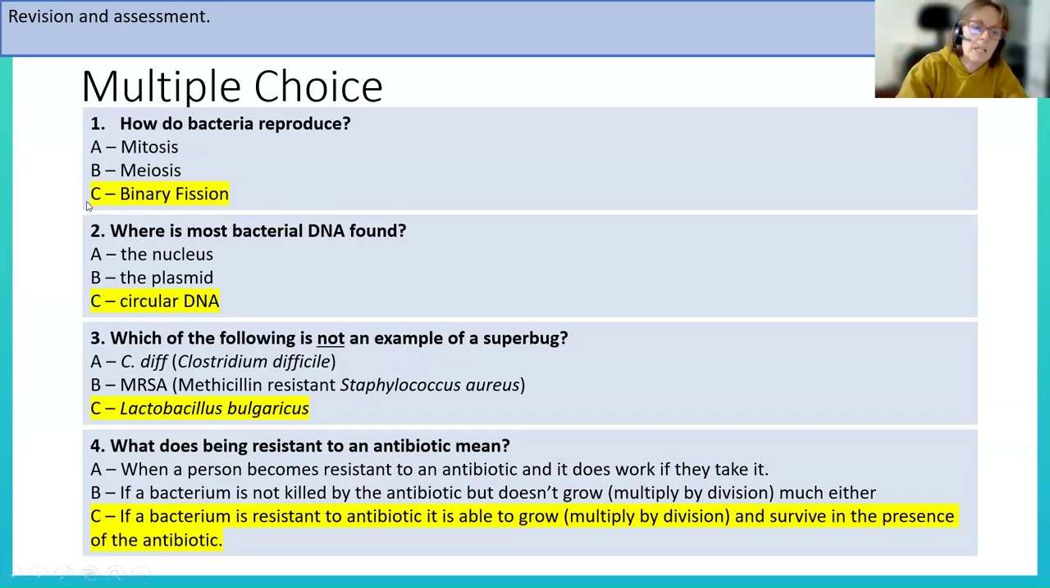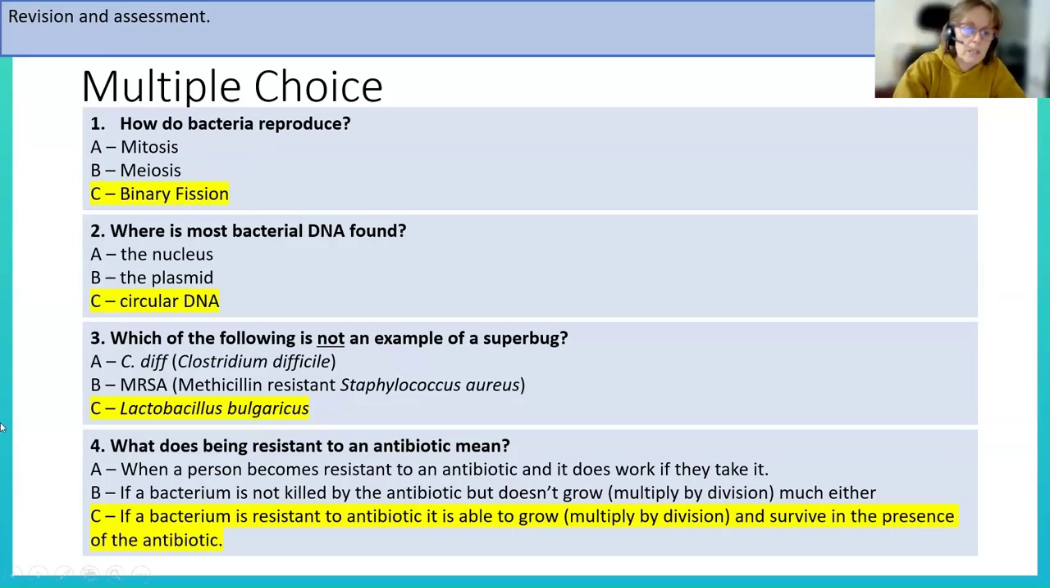The plasmids are these extra little pieces of DNA that usually contain antibiotic resistance genes that can spread from bacterium to bacterium. So no nucleus, and it's just a big circle of DNA, and then lots of little extra circles containing antibiotic resistance. So C. diff, or Clostridium difficile, and MRSA, or methicillin resistant Staph aureus, are examples of superbugs.